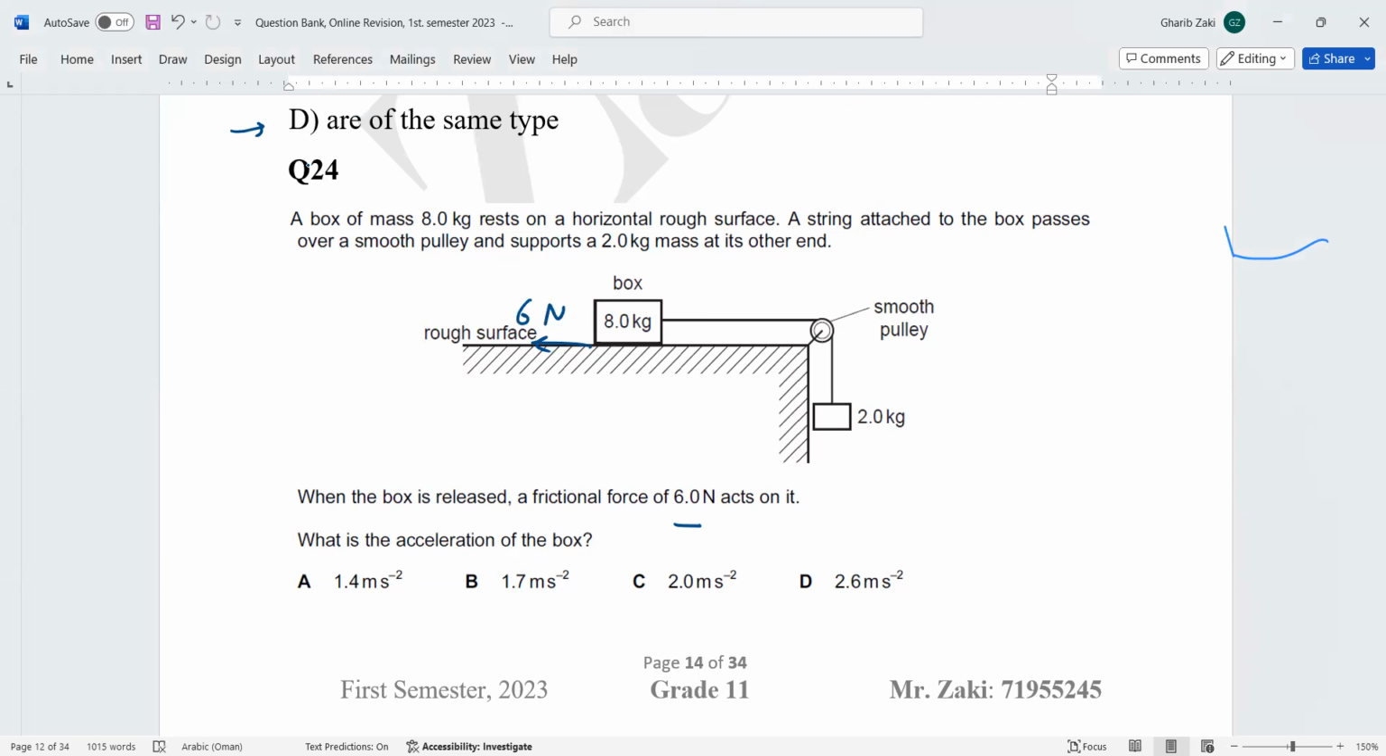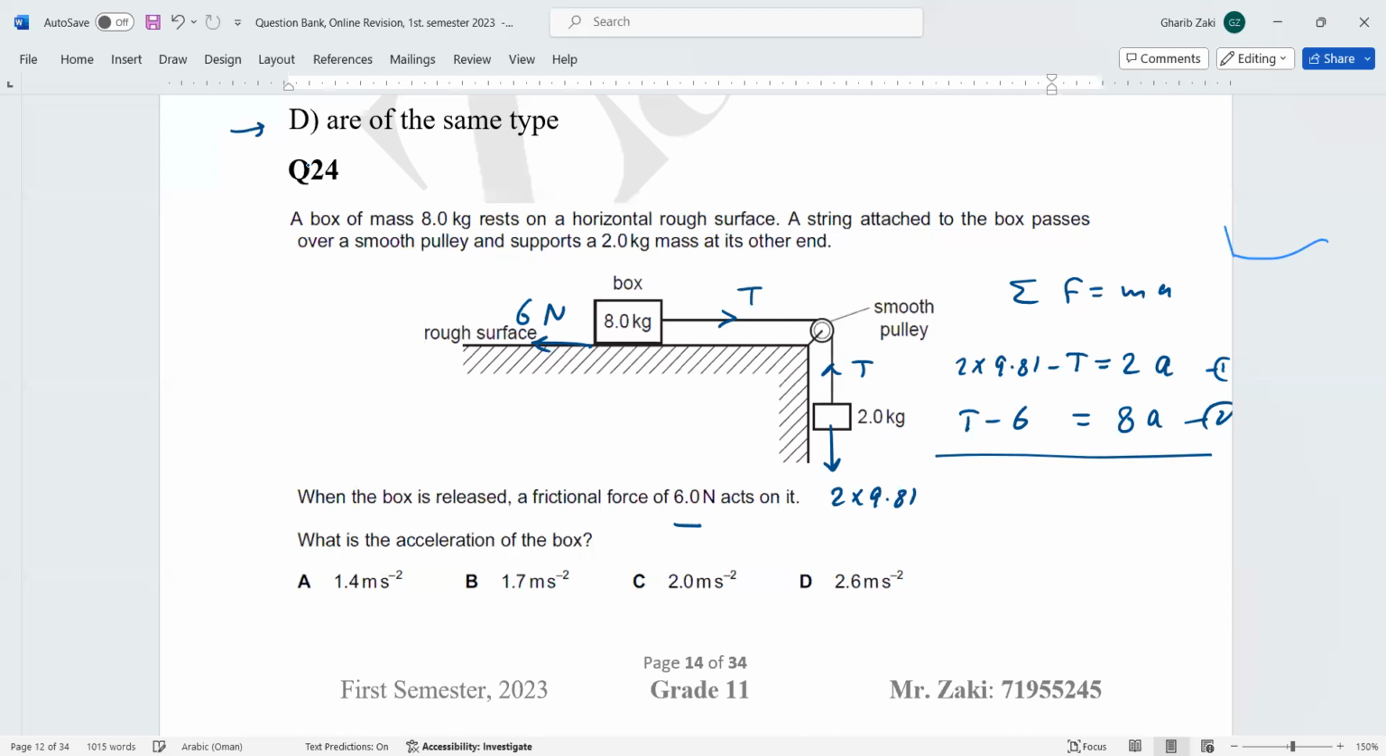What is the acceleration? Here we form two equations. This is the weight, which is mg, 2 multiply 9.81, and this is the tension, the same tension. Then we need to calculate the acceleration. For the 2 kilogram mass, of course, we use the formula: the resultant force equals ma. So 2 times 9.81 minus the tension equals the mass multiply acceleration. This is equation number 1. Equation number 2: the tension minus 6 Newton equals ma. This is equation number 2.